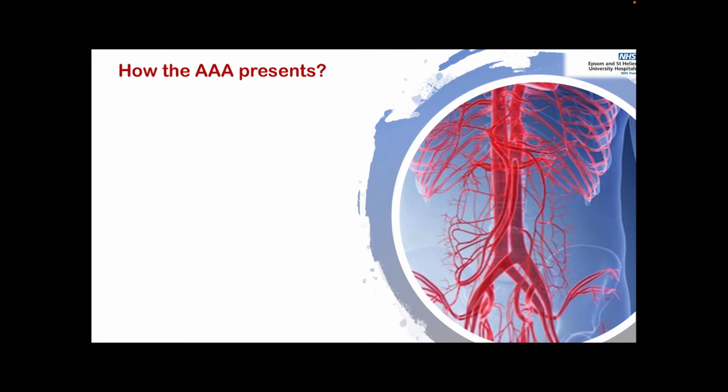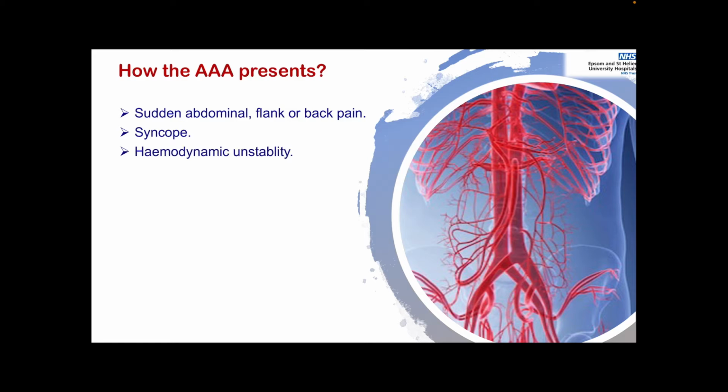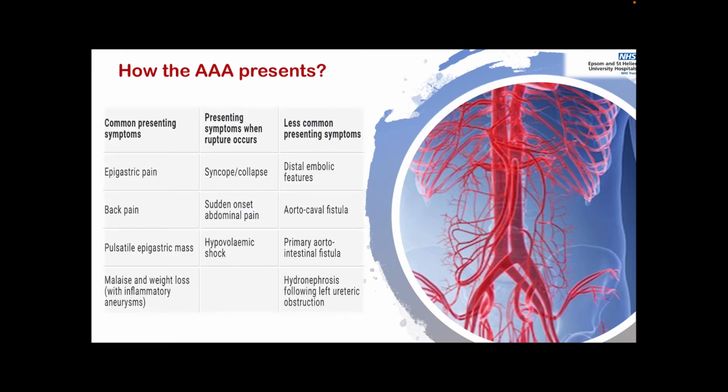What are the presentations of AAA? There is sudden abdominal pain, flank or back pain. Patients may present with a syncopal attack. Patients may have hemodynamic instability, low blood pressure, and fast heart rate because of the leak of the aortic aneurysm. The vast majority of patients are asymptomatic with regard to this type of presentation. We can divide them by the common presenting symptoms when rupture occurs.